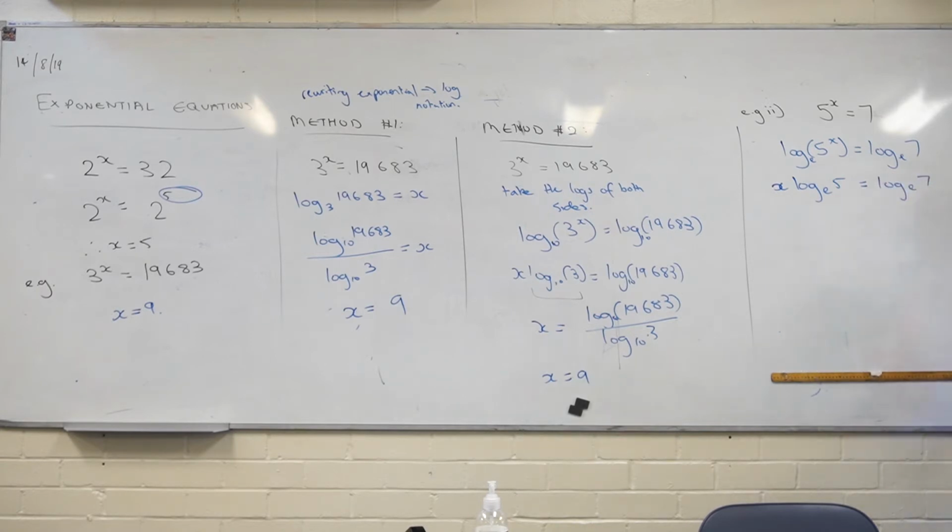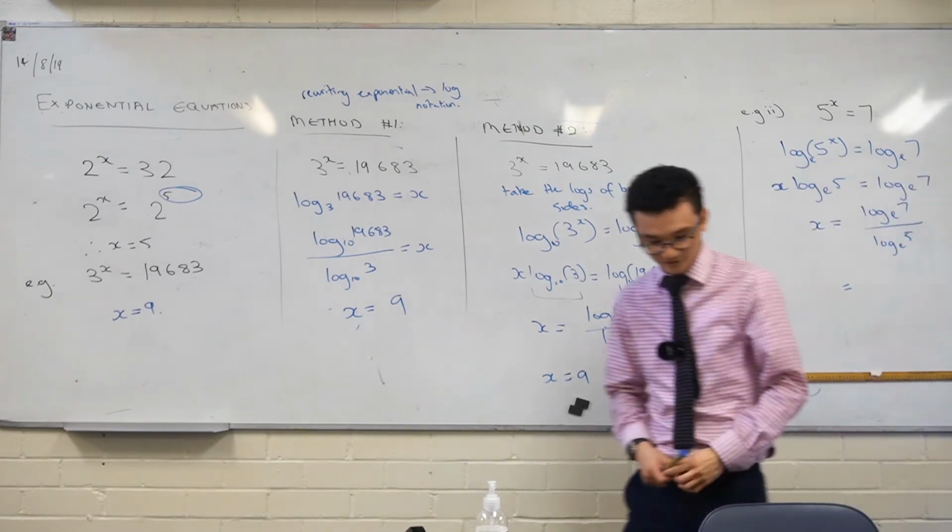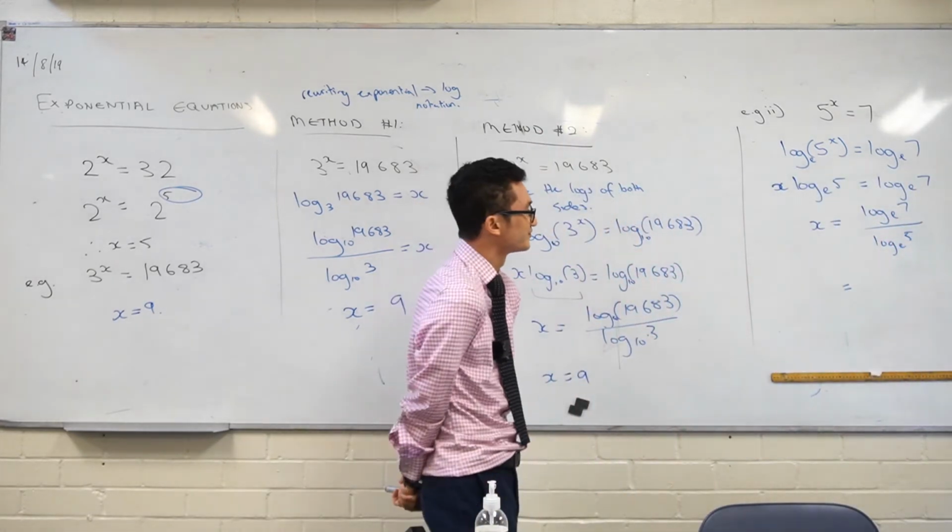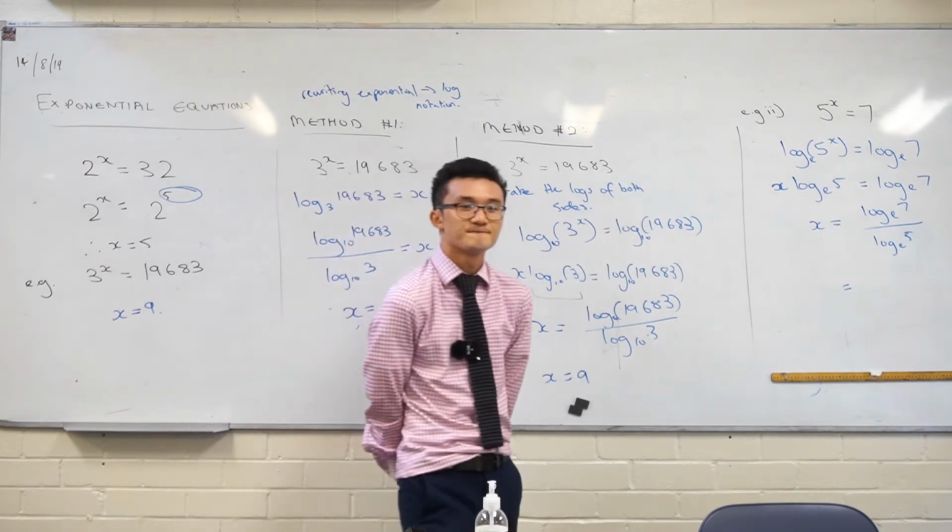And then, Alora, what's the next step? And then you divide it by the log e of 5. So we've got log base e of 7 over log base e of 5. I like method 2 actually. Why do you like method 2? Well, it's easier. You don't have to do that conversion. Sometimes it's annoying to think about.